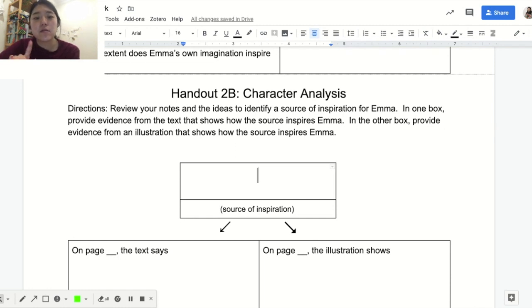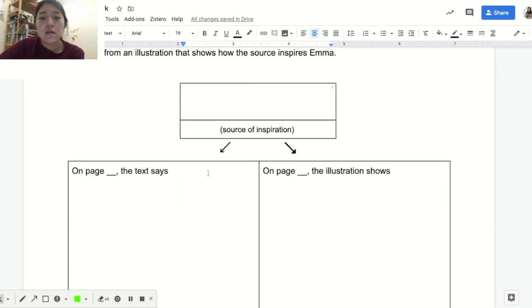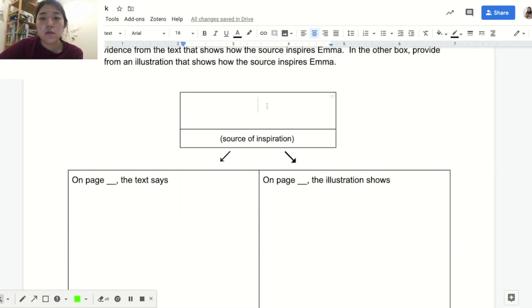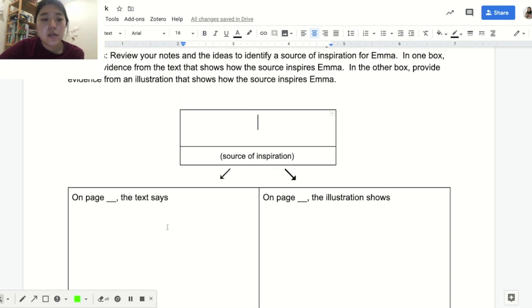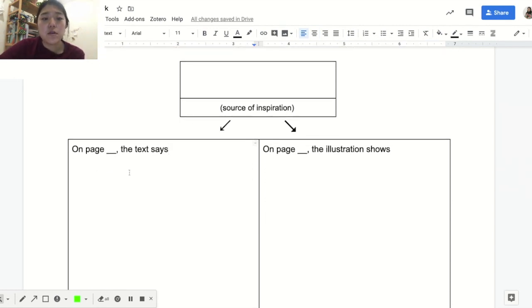but also one that you can back up with evidence, right? So here again, I want you to make sure you write down a source of inspiration that you know you can find evidence for in the text, okay? So here in this box, I want you to write down what the source of inspiration for Emma is. And then on the left side, I want you to write down the page number here.